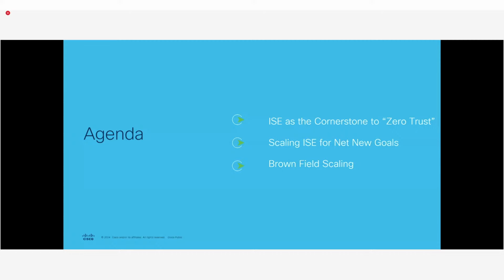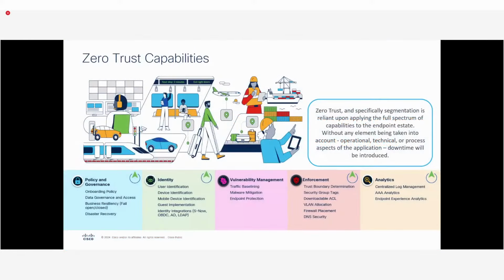Within the Zero Trust Architectures book, we talk about 5 different capabilities that any organization needs to begin their zero trust journey. Those 5 pillars are policy and governance, and this is going to be anything from onboarding policy, data governance policy, business resilience, or the policy that dictates what types of endpoints users are able to bring onto the network and how they're able to use them.